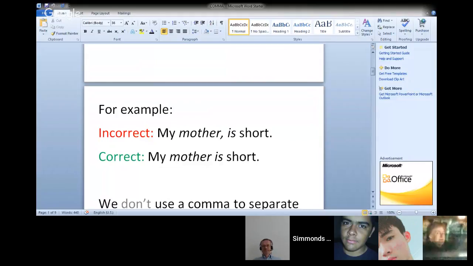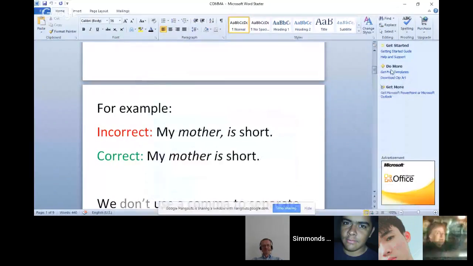We obviously, if you say, "Oh, who's short in your family?" "Oh, my mother is short." That would probably be the closest situation in which you could say a sentence like this. But in general, we do not do this. We have our subject, the mother, verb is, and our complement or adjective in this part is short. So with the subject, verb, and complement, we do not separate those. Okay?